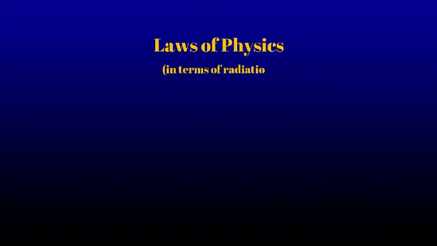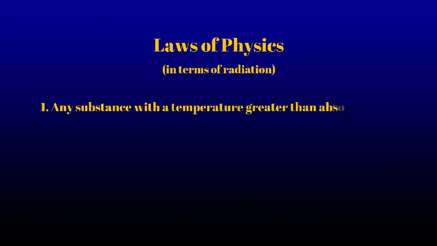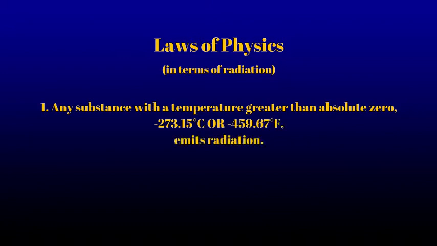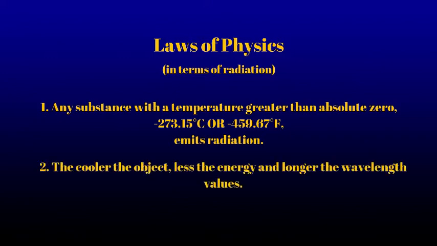In terms of radiation, there are 2 laws of physics that apply. Any substance with a temperature greater than absolute zero, which is negative 273.15 degrees Celsius, or negative 459.67 degrees Fahrenheit, emits radiation. The cooler the object, the less the energy, and the longer the wavelength values.